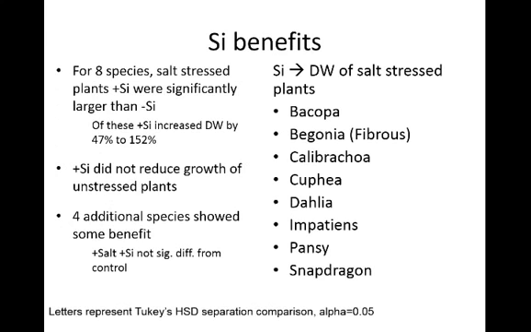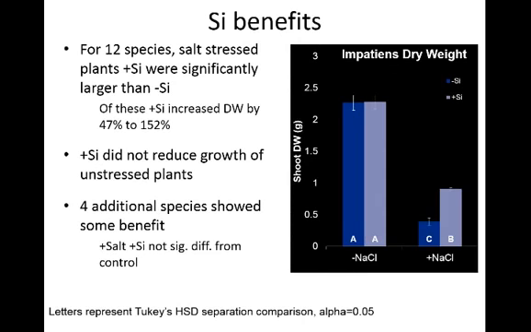So we found that for 8 of the species we looked at, the salt-stressed plants that received silicon were significantly larger than control plants that had not received silicon. These are the plants listed on the right side: Bacopa, Begonia, Calibrachoa, down to Snapdragon. For those plants, the salt-stressed plants were 47% to 152% larger. And one example of that is impatiens. This is garden impatiens, Impatiens wallerana.